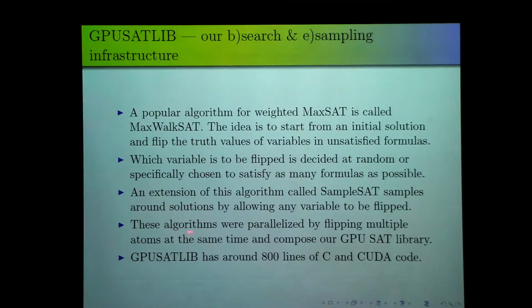And how do we parallelize these algorithms on the GPU? Well, instead of flipping one atom at a time, as the CPU does, we try to flip multiple atoms at the same time and compute all the results of these flips. And, well, this composes our library. It has around 800 lines of C and CUDA code.